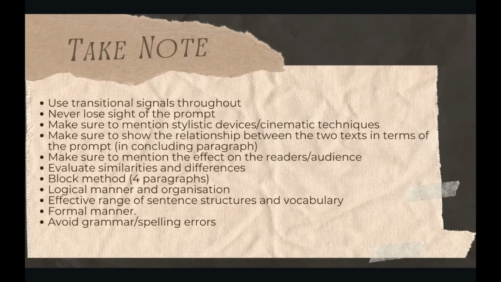And of course, stylistic devices, cinematic techniques, and show the relationship between two texts in terms of the prompt in the concluding paragraph. We always have to go back to the prompt, especially in the concluding paragraph. And mentioning the effect on the readers and audience is very important because it's also mentioned in the rubrics. And of course, similarities, differences, block method, logical manner, organization, sentence structure, vocabulary.